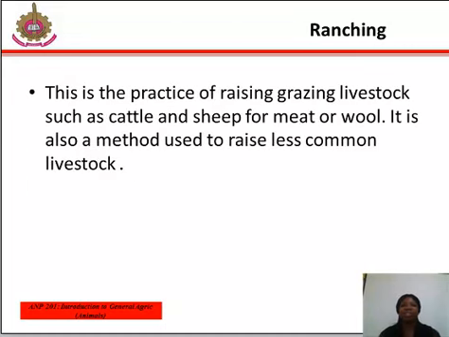Ranching. Ranching is the practice of raising grazing livestock such as cattle and sheep for meat or wool. It's also a method used to raise less common livestock. So a ranch is an area of landscape which includes various structures given primarily to the practice of ranching.